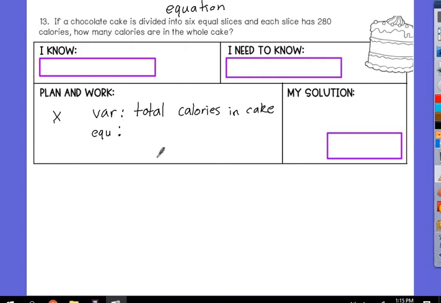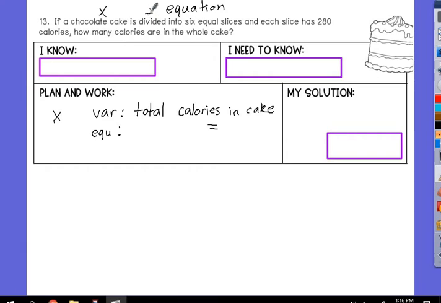Now I can write my equation. I know equations always have equal signs, so I might as well just write my equal sign. So I know X has to be involved, and X stands for the whole cake. The first sentence says a chocolate cake is divided into 6 equal slices. How much of the cake is being cut? All of it. Don't I have a variable for all of it? Yes. X is the variable for all of it.